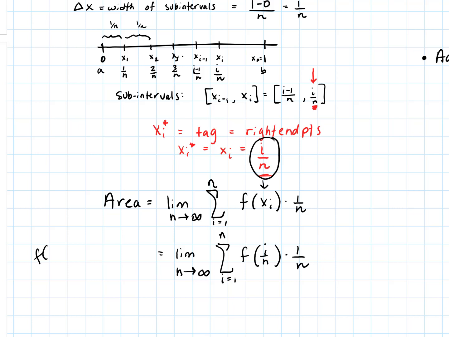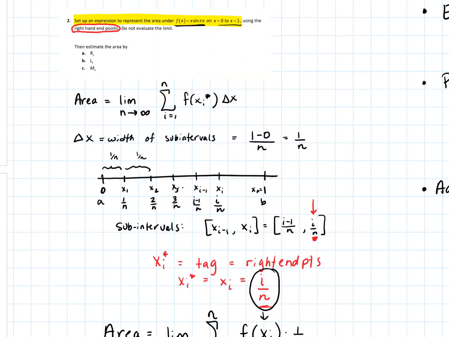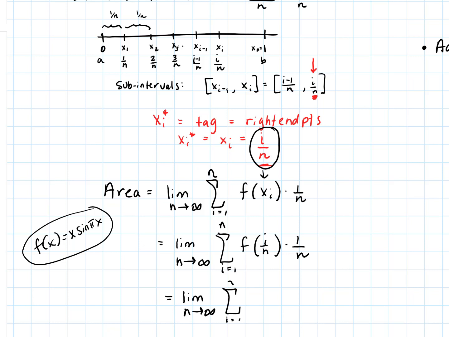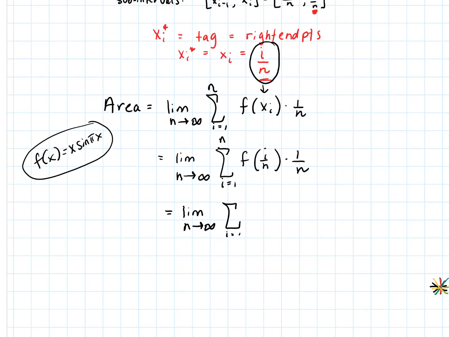But remember that f of x was x sine of pi x. Just because it's not on the screen, I'm going to write it over here: x sine of pi x, so that we have it. That was our function that we're looking at. So our area is equal to the limit. Now we can substitute i over n into our function: the sum from i equals 1 to n of i over n times the sine of pi i over n, times 1 over n. And there we have our expression for the area.